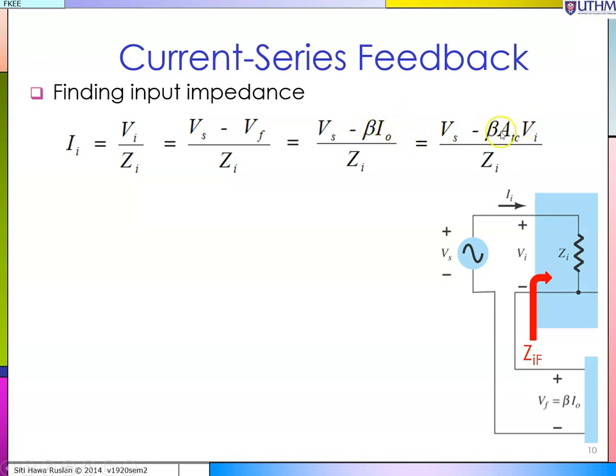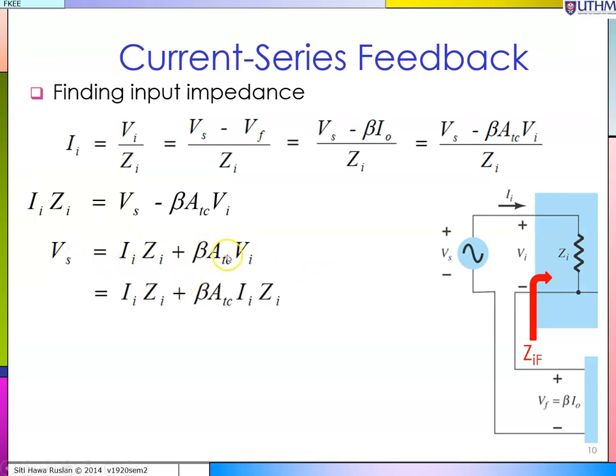Simplify it further. IO is ATC VI, okay? And from there, simplify it further. You have II ZI, just multiply II with ZI, so equal VS minus beta ATC VI. And rearrange this equation, so VS equals II ZI plus beta ATC VI.